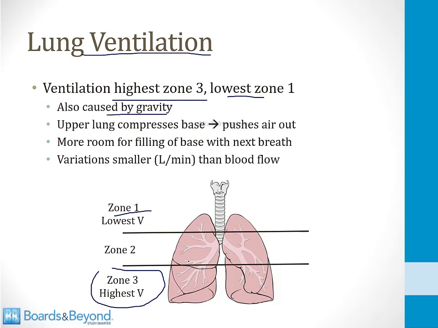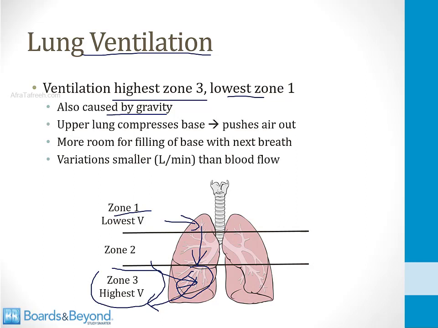The idea here is that at the base of the lung you have air spaces which are compressed by the lung that sits on top of them. In other words, during exhalation, the lung above the air spaces at the bottom pushes down on the air spaces at the bottom and pushes air out. What this means is when the next breath comes in, there's more room for air to enter the lower parts of the lung than the upper parts of the lung. And as a result, there's more ventilation at the base compared to the apex.